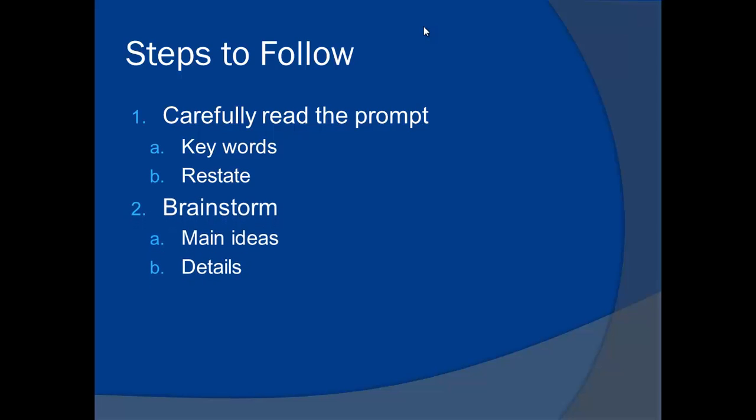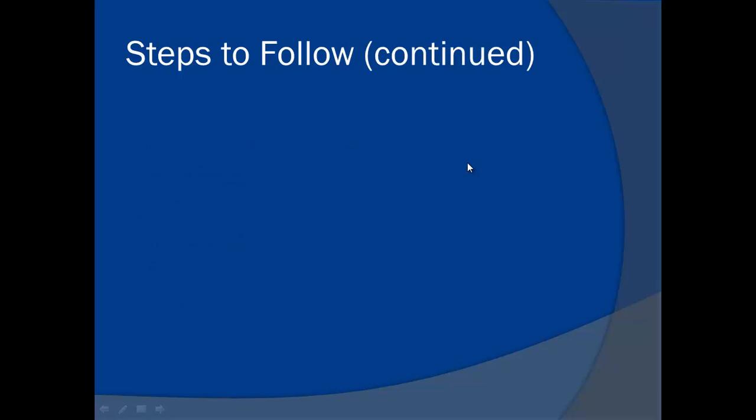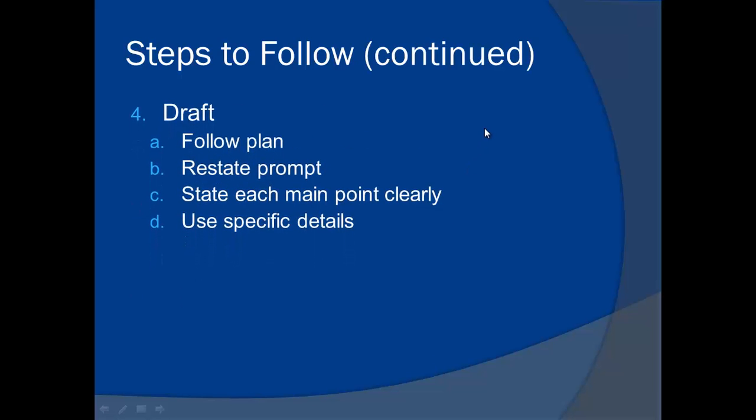Your next step is going to be to brainstorm. You already know your topic, but you should be brainstorming about main ideas and some details that would support those main ideas. Next, you should plan. After planning, of course, comes drafting, where you're going to follow whatever plan you laid out for yourself. Make sure in your draft that you start by restating your prompt and then stating each main idea point clearly. And of course, use specific details for each one of your main points.